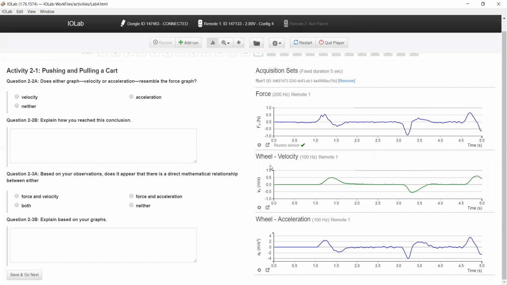You already know from Newton's second law, F equals ma. Based on this one, you see this looks similar. This goes up and down, this comes down. So the force graph and the acceleration graph look similar. Explain how you reach this conclusion based on your observation. Does it appear there is a direct relationship? We can see they look similar, kind of scaling only, so force and acceleration seem to have a mathematical relationship.